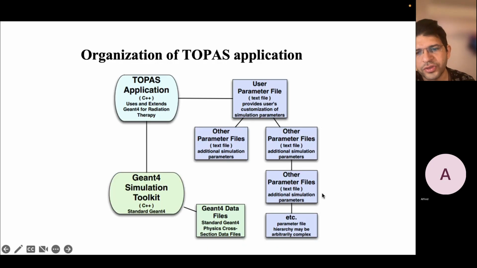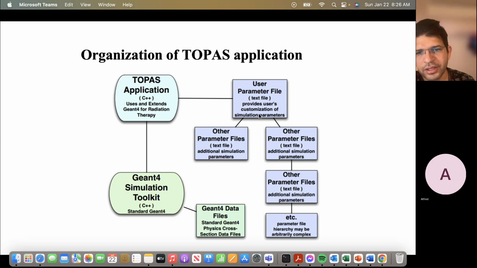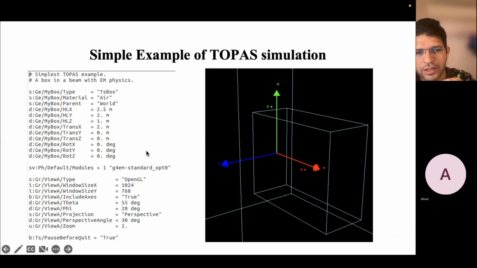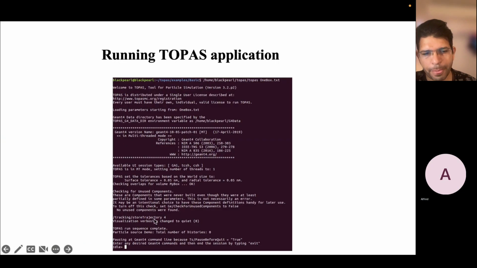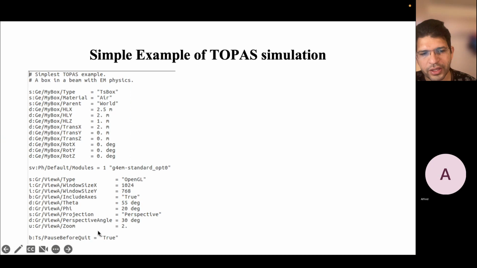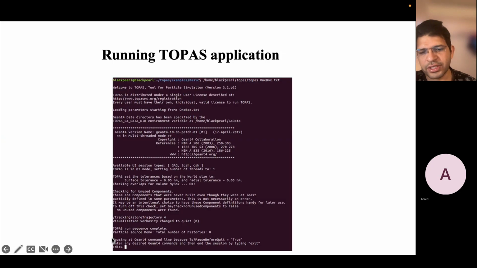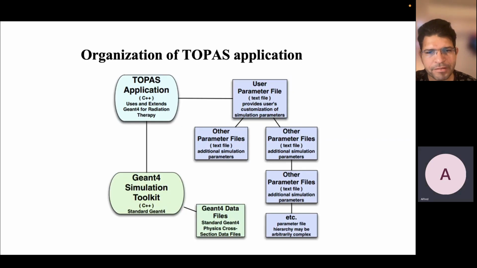Thus we will be learning how you define your parameter files: geometry, physics, scoring, and visualization. I just showed here in the basic example of TOPAS, they define the geometry, physics, and the graphic user frames. And pause before quit: if you run this command and don't set it to true, it will just exit and you will see nothing. So if you want to see your graphics, you should keep it true. We'll see this in the future.